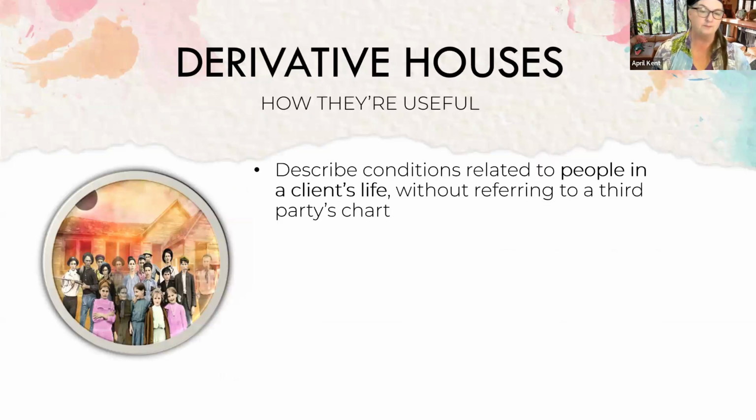So how they are useful. They describe conditions related to people in a client's life without referring to that third party's chart. Some of you have had readings with me or seen my questionnaire or my website, you know, I don't read the charts of third parties without their written permission, which is not normally something people will ask for or give. I will make an exception in the case of minor children if I'm speaking with their parents. But normally I feel it's an invasion of privacy, so I don't do it.